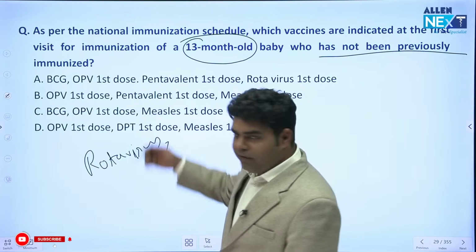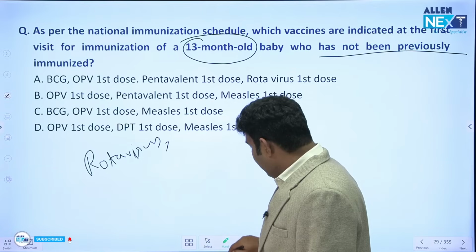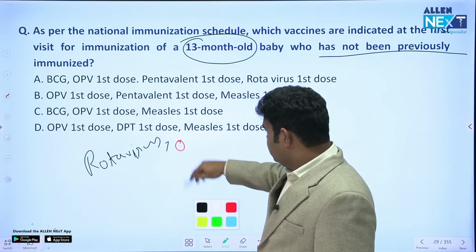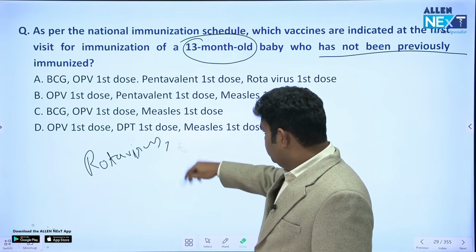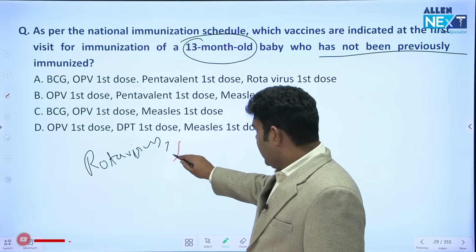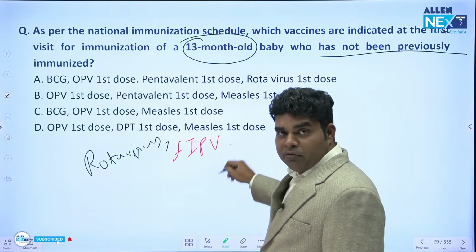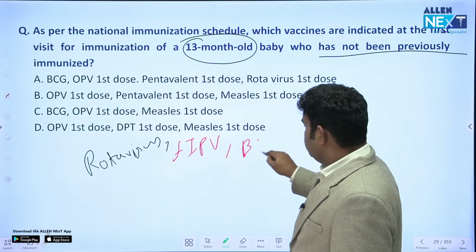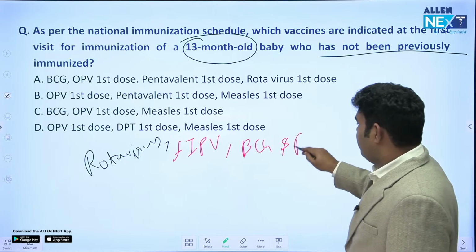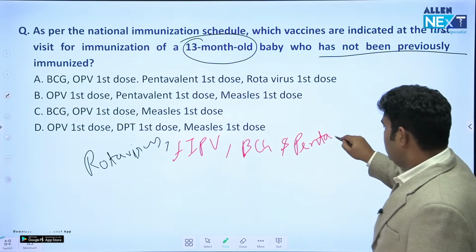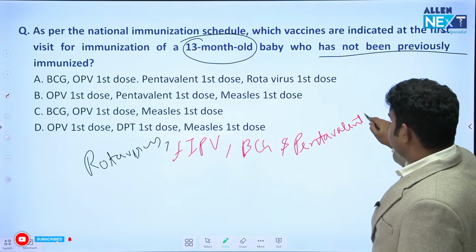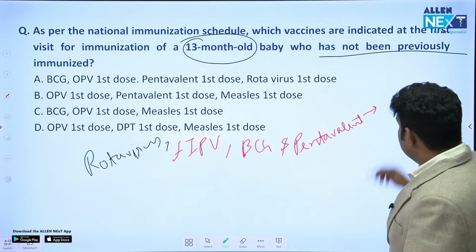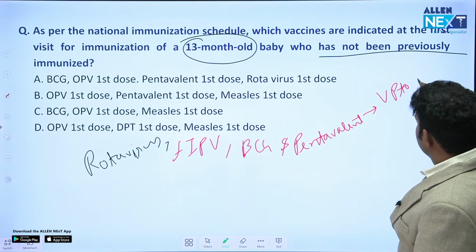If you can answer it, I am waiting for your reply. Rotavirus, rotavirus, IPV, fractional IPV, है ना, fractional IPV, then BCG and pentavalent. These 4 vaccines are not given after 1 year. They are given only up to 1 year.